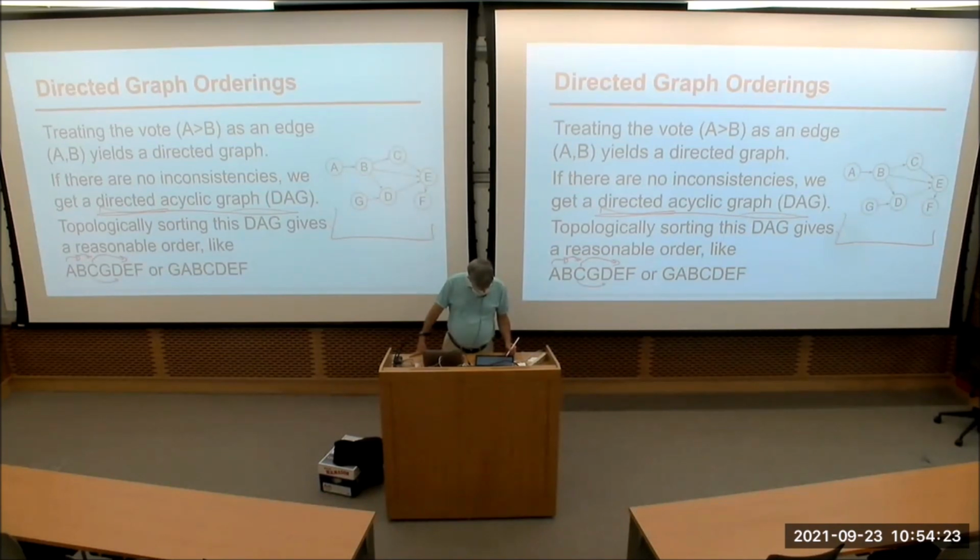There is an edge from G to D. From D to E, from D to F, and from E to F. All the edges go from left to right. That means that this ordering is completely consistent with all the I'm better than yous, right? And sometimes it turns out there can be multiple such orderings. This is another ordering consistent with that.